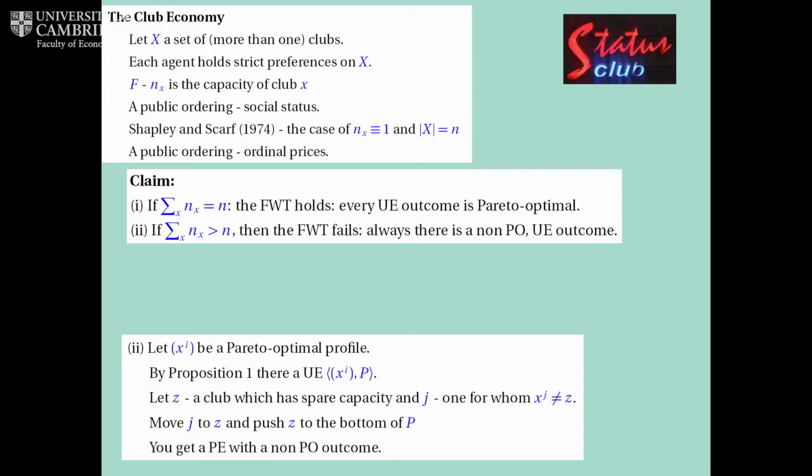So I want now to show that there is an equilibrium which is not Pareto efficient. I start actually with xi, which is Pareto efficient. And because of the previous proposition, I know that we can construct a P such that xi, P will be an equilibrium, correct? That's what we just saw before.